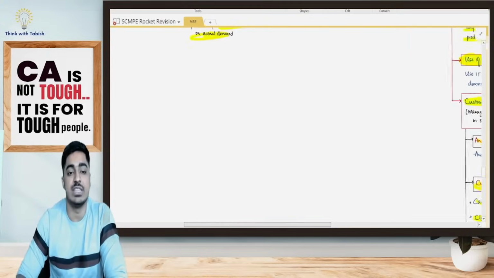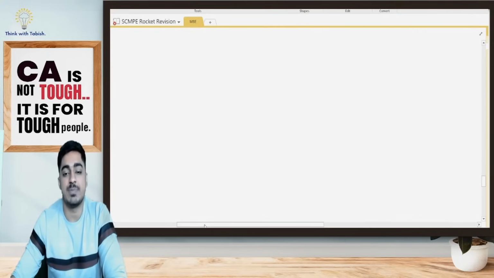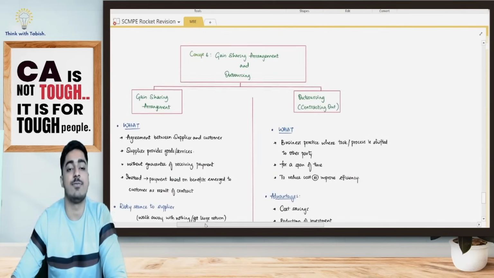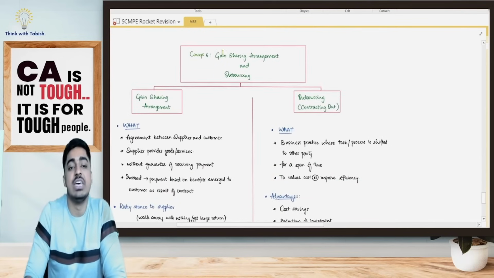Is it clear, everyone? This was the mammoth concept of supply chain management. Now we have one final concept, my dear students, in this chapter, which is gain sharing agreement and outsourcing.